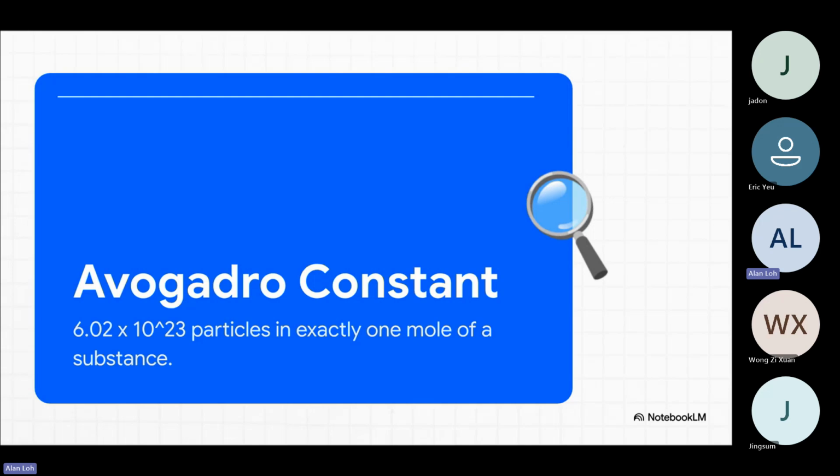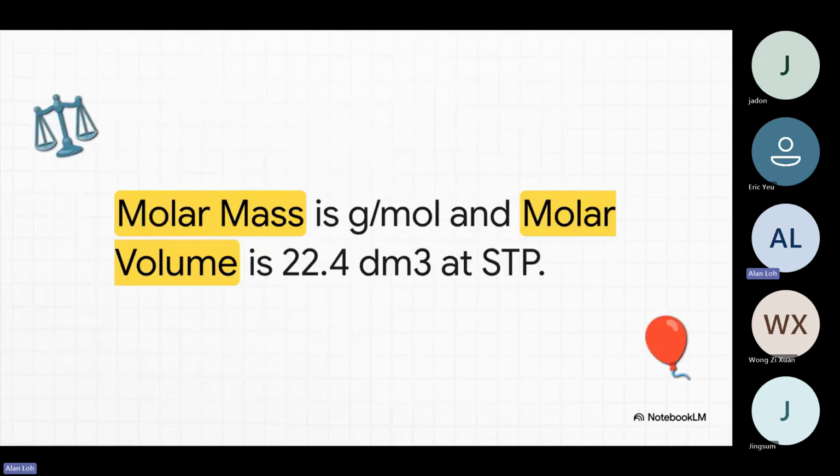Chemists bundle this massive, staggering number of particles together and call it exactly 1 mole. Just like 12 items is a dozen, 6.02 times 10 to the 23rd particles is a mole. It acts as the ultimate universal translation key. And because of this constant, 1 mole suddenly gives us measurable physical amounts. The relative mass we just learned about magically becomes molar mass, measured in grams per mole.